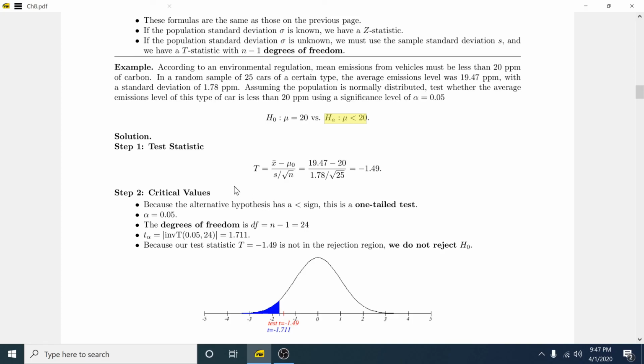A big part of why this is occurring is just because the sample size is so small. We've got a sample of 25 cars, and in this sample of 25 cars, we even have an emissions that's less than 20, but it is not statistically significantly less than 20. This 19.47 is really not that much less than 20, and there's still a chance that the mean emissions are really greater than 20 in the population. So this is a situation where we would not be able to reject the null hypothesis.